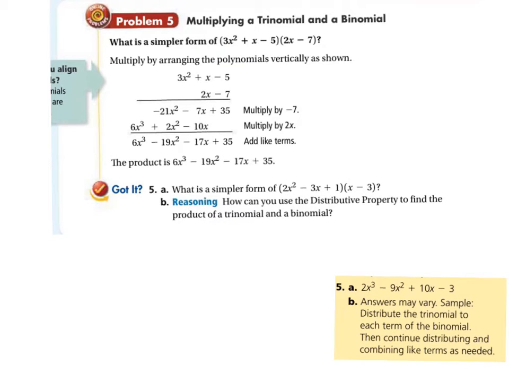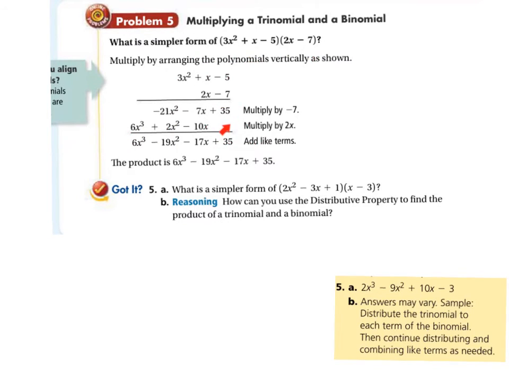So if you take a look at the example here, 3x squared plus x minus 5 times 2x minus 7. Now here we set it up kind of like regular good old-fashioned multiplication, right? The negative 7 times everybody, the 2x times everybody. Line them up and then combine like terms as you go down. So let's make sure we understand that. Negative 7 times negative 5 is positive 35. Negative 7 times x is negative 7x. Negative 7 times 3x squared is negative 21x squared. Leave a placeholder just like real multiplication.